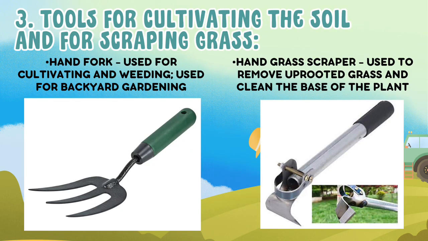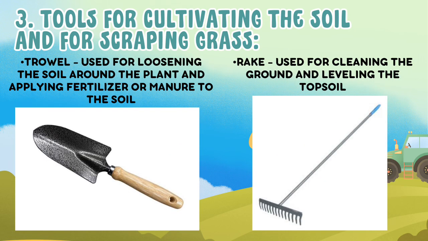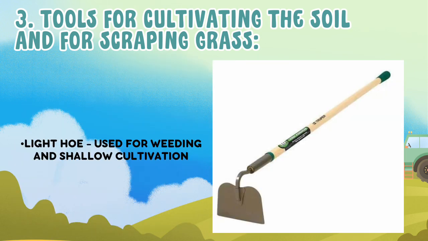For number 3, we have tools for cultivating the soil and for scraping grass. First we have hand fork, used for cultivating and weeding, used for backyard gardening. Number 2. Hand grass scraper, used to remove uprooted grass and clean the base of the plant. Next is trowel, used for loosening the soil around the plant and applying fertilizer or manure to the soil. Next is rake, used for cleaning the ground and leveling the topsoil. Lastly, for tools in cultivating the soil and for scraping grass is light hoe, used for weeding and shallow cultivation.